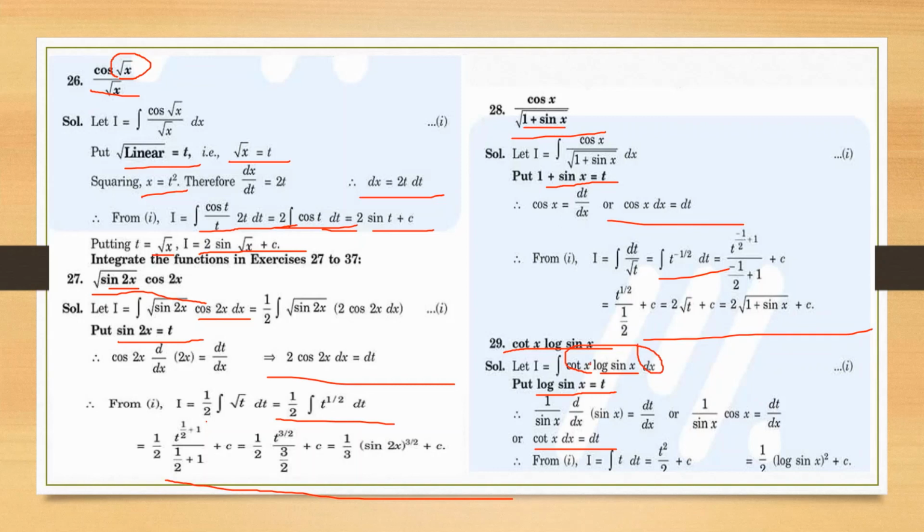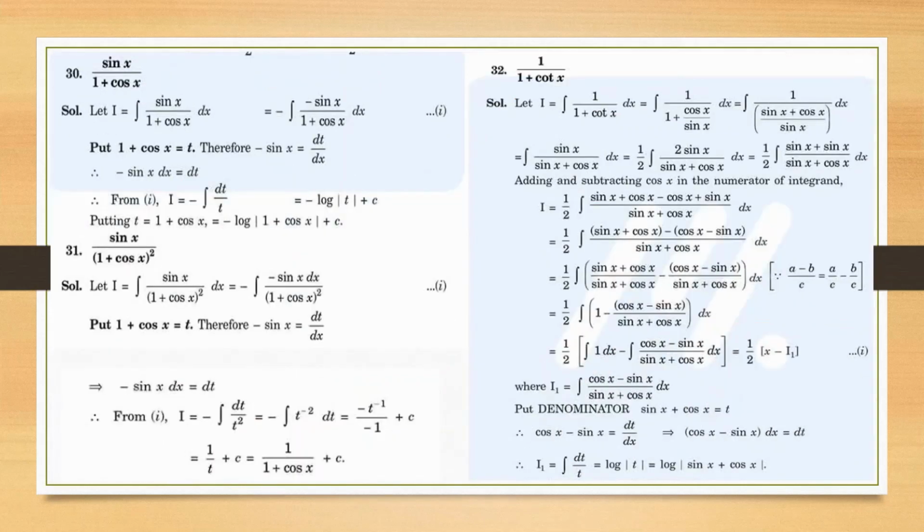Again, sin x upon 1 plus cos x. Put 1 plus cos x as t, and your question will be done. It changes to t form and you will integrate it. Next is sin x upon (1 plus cos x) whole square. Here also put 1 plus cos x as t, change the question to t form and you will get the answer. It's not giving you a problem, so that's why we did it quickly.